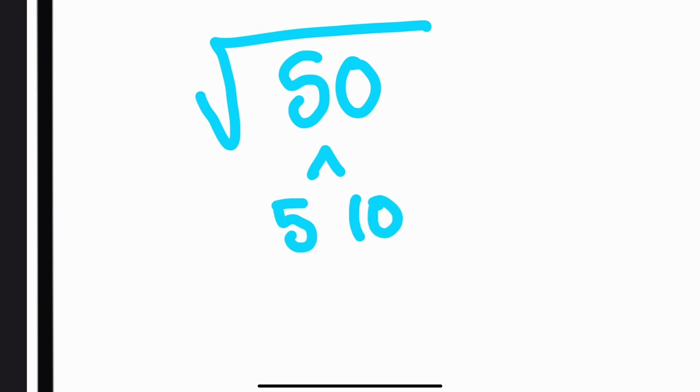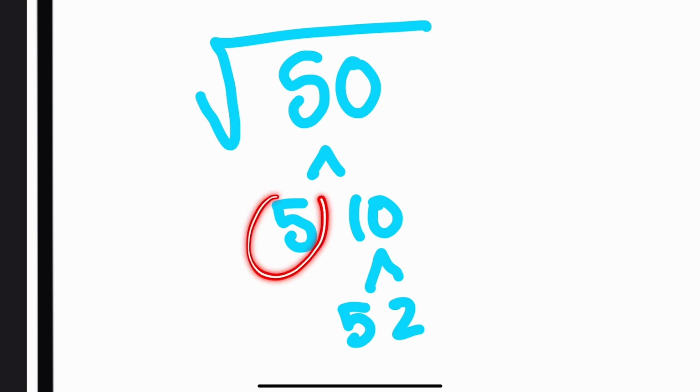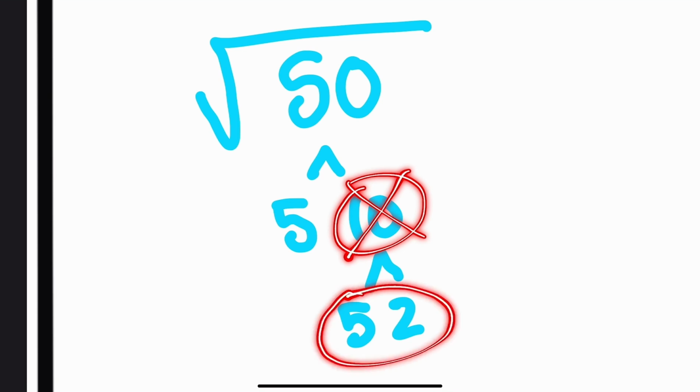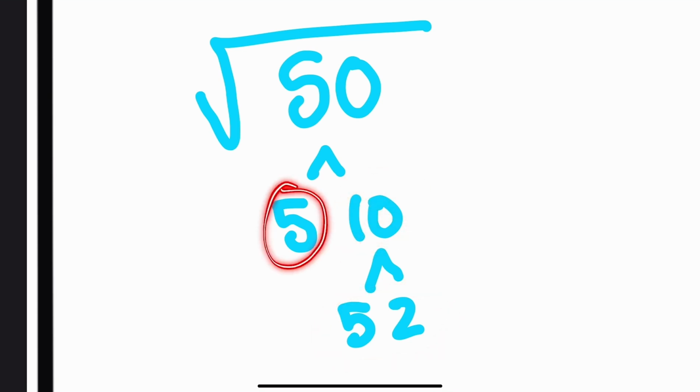So I know 5 and 10 because we just used those. Let's see, 10 has factors of 5 and 2. And now I think we've gotten to a point where we just have prime numbers. So I have a 5 that I'm looking at, another 5, and then this 2. Again, you don't want to count the 10 because we've already used it up. So 10 doesn't count. We're only looking at the ends of our branches here.